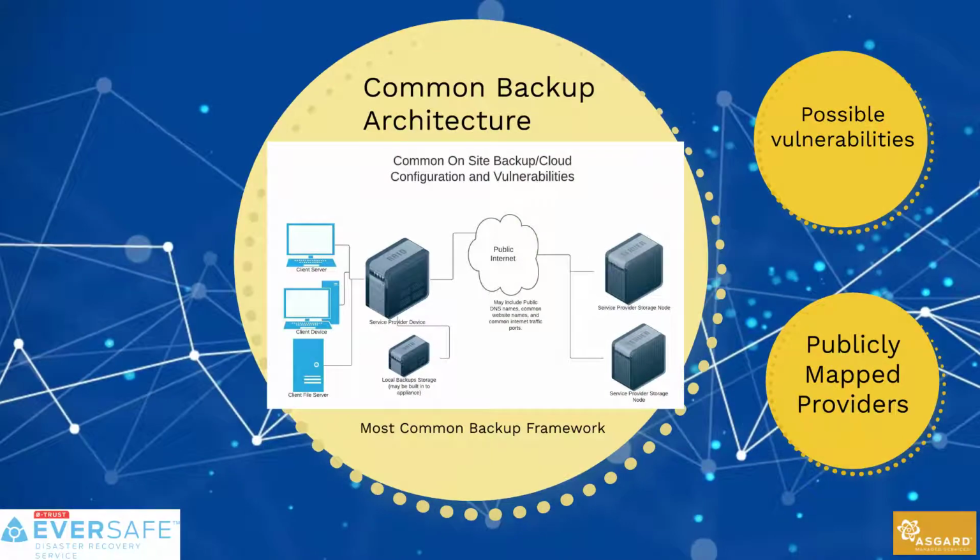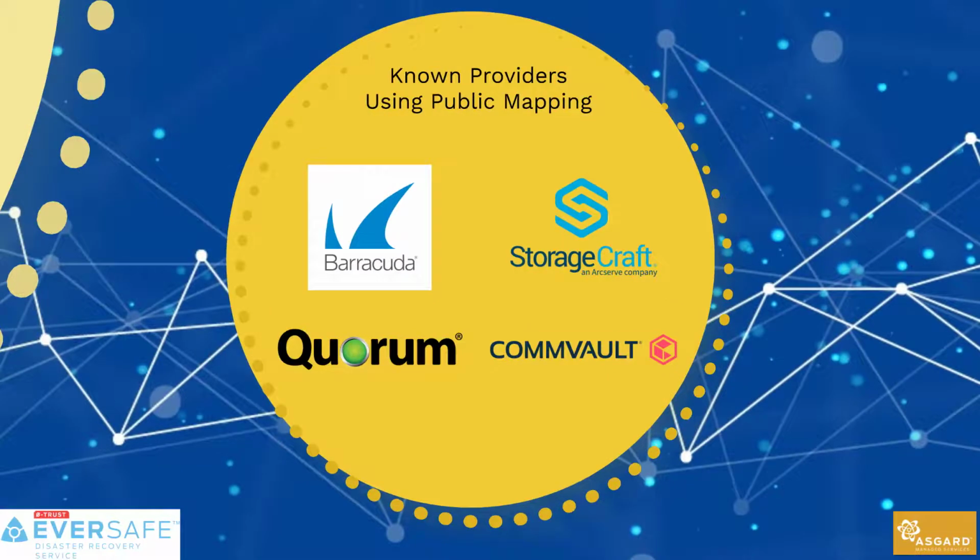Now, we have identified several providers that do use this similar architecture. They're Barracuda, StorageCraft, Quorum, and Commvault. Now, we're not going to say they provide an inferior product, but these products do have these potential vulnerabilities out there. Now, we do know that some of these can be customized and specialized. Sometimes you can have only the local copies or only the cloud copies. However, the way they are mapped leaves that public IP and the public DNS as a potential vulnerability.